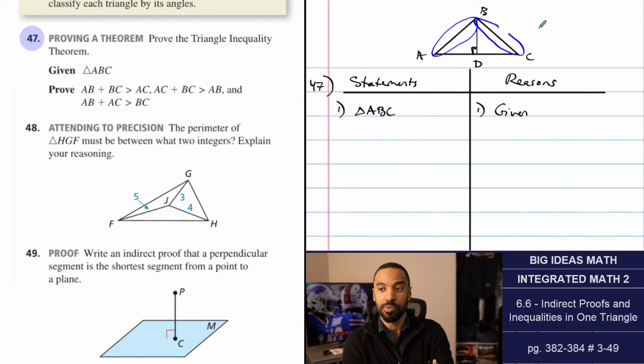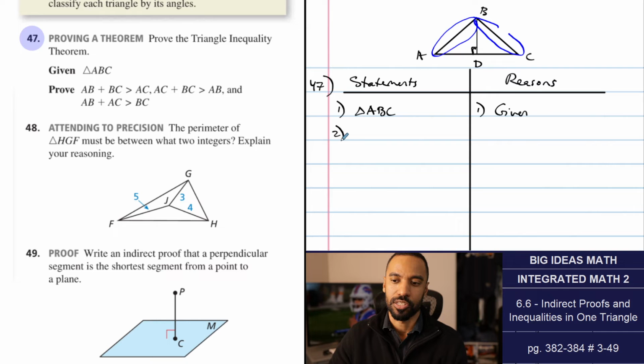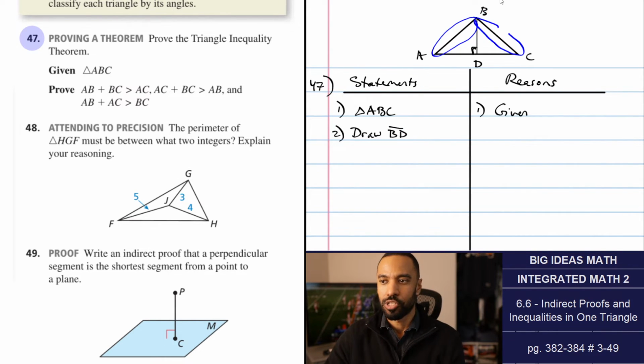Therefore, AB plus BC has to be greater than AD plus DC. That works. All right, let's do that. I have to say more, but I'm going to draw BD, draw altitude BD, excuse me.